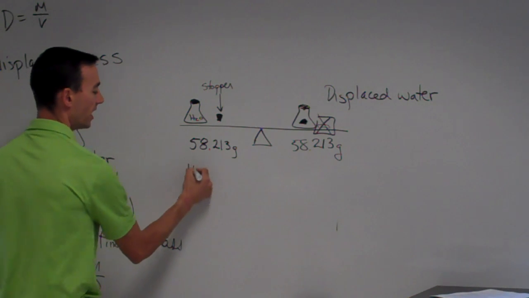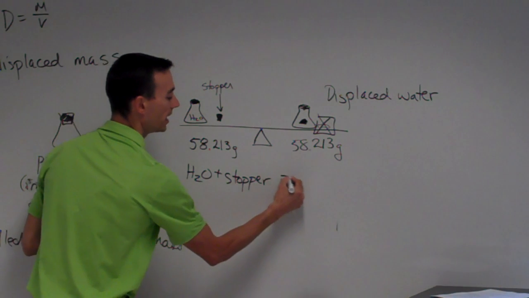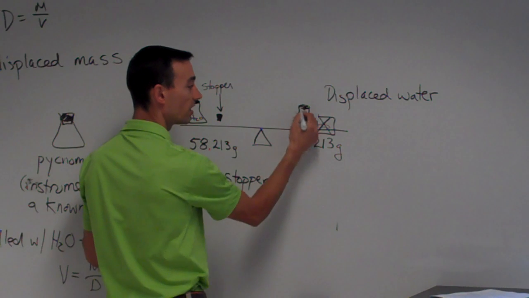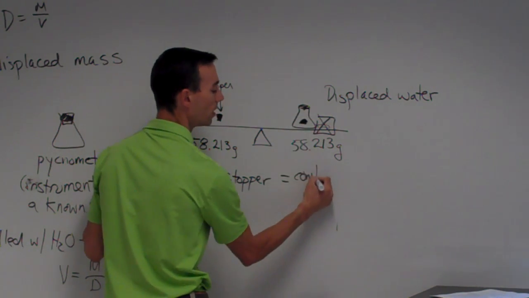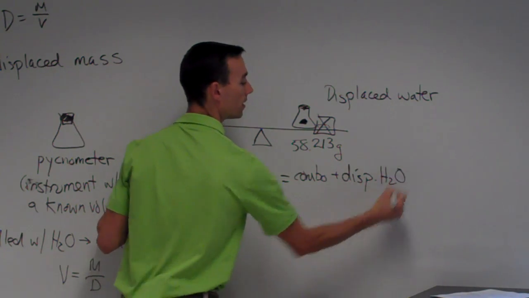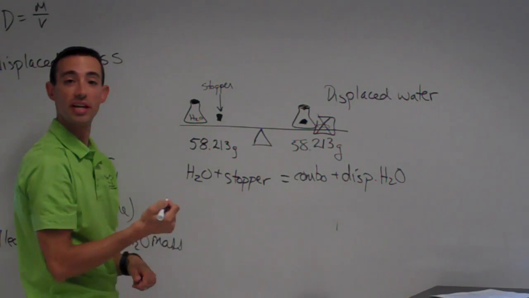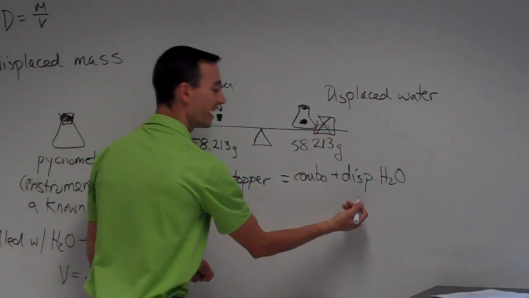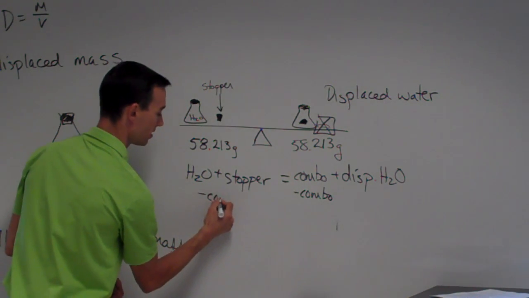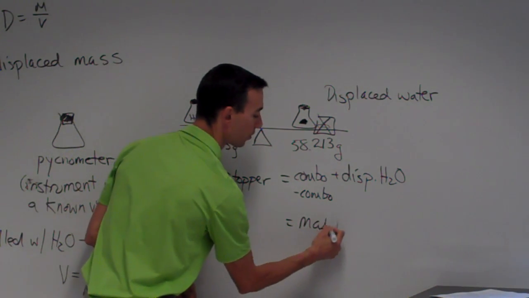Here we have H2O plus the stopper equals the total system, if you want to call it, okay? The combo plus the displaced water. Because this is balanced, I was able to put an equal sign in. And it should be very easy to simply subtract the combo mass to come up with the mass of displaced water.